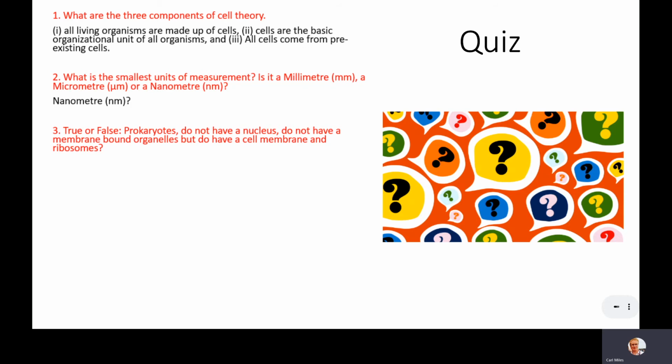So here we go for question 3. True or false? Prokaryotes do not have a nucleus, do not have membrane-bound organelles, but do have a cell membrane and ribosomes. So what do you think? Is that true or false?